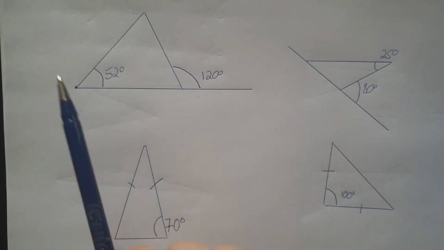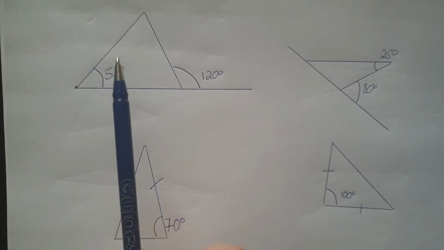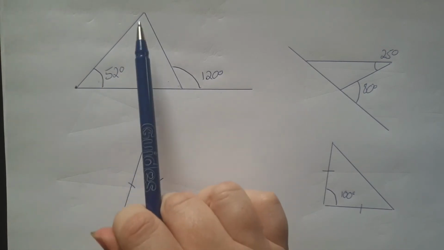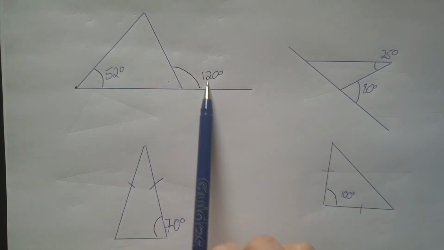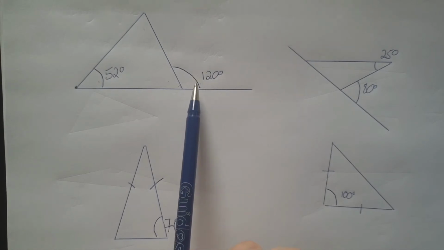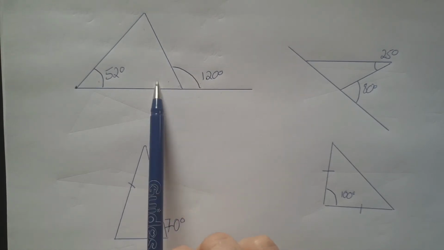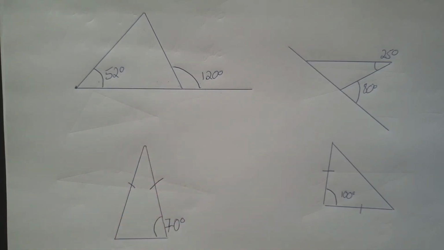Now, with this triangle, we know this angle here is 52 degrees, but, however, we don't know this one and we don't know this one. However, we do know the external angle here. So what we can do is we combine the fact that angles in a straight line add up to 180 to find this angle here. And then once we've got this angle here, we can find this angle up here.